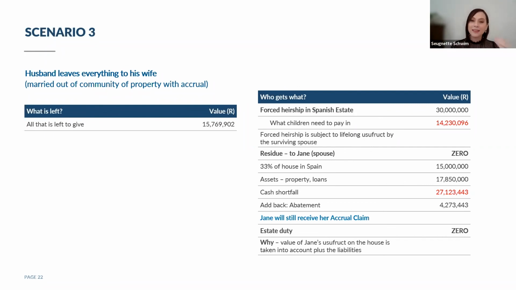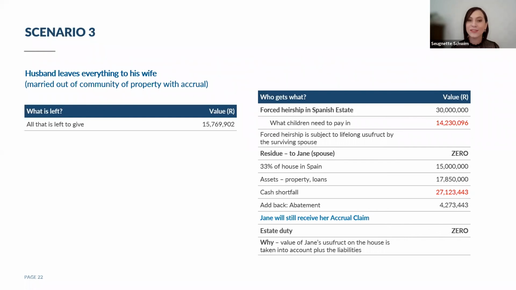So the money that Sally and Sonny need to pay in is just under 15 million rand, to bring the difference in the two values closer together. They then pay that over to Jane, to help her with the shortfall that she has to cover. And then at the end of the day, if she sells everything that she inherits, in other words, everything except the Spanish property, so that's the house in Apple Street, the share portfolio, the unit trust, the living annuity, everything, and she gets the 15 million from her children, then she's got exactly enough to cover the shortfall and actually walks out empty-handed.